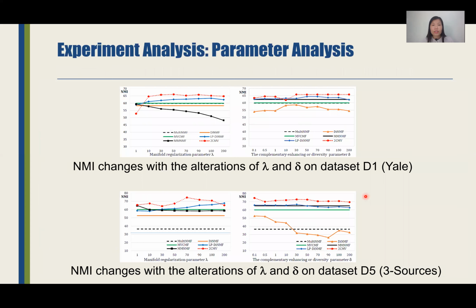We also investigate a separate experiment to investigate the alteration of parameters delta and lambda on datasets D1 and D5. You can see that 2CMV easily outperforms other benchmarking methods on a wide range of parameter selection.